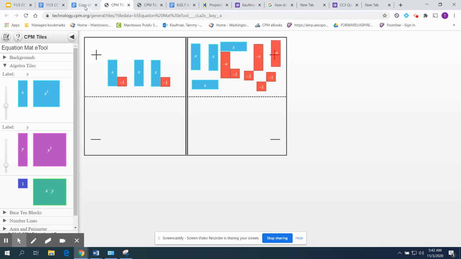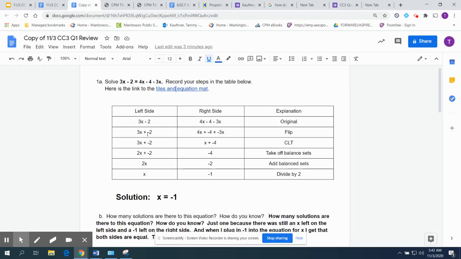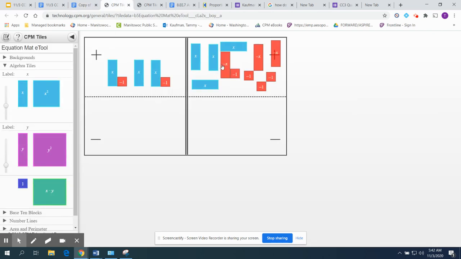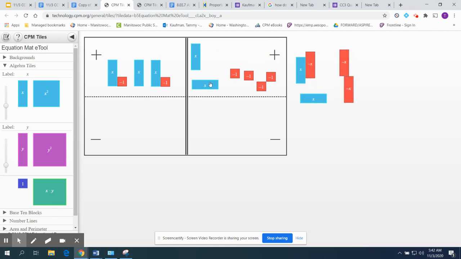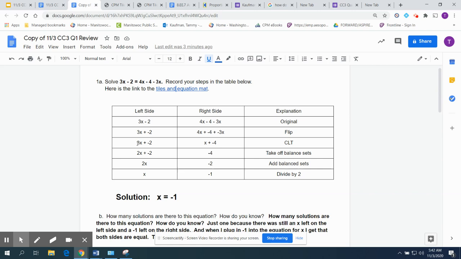And how that changes is that becomes 3x plus negative 2, 4x plus negative 4 plus negative 3x. So I'm putting plus signs in between them. Then I'm going to take off my 0 pairs. I only have ones on the right side. So what I'm left with is this stayed exactly the same, and then I have x plus negative 4. So 3x plus negative 2 and x plus negative 4.